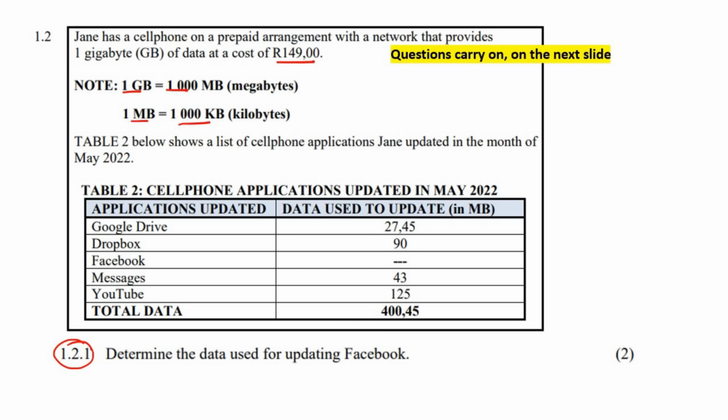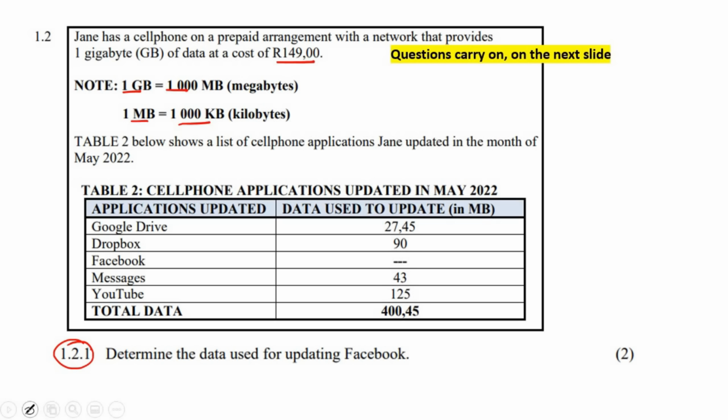And then table 2 shows a list of cell phone applications that Jane updated, and the data used to update. So you've got YouTube, Messages, Facebook, Dropbox, Google Drive, all of these things that she updated. It says, determine the data that was used to update Facebook. They've given us the values to update all of these different apps. Now, they told us that the total data was 400,45, so that we can use that number together with these 4 numbers to work out what Facebook should have been.